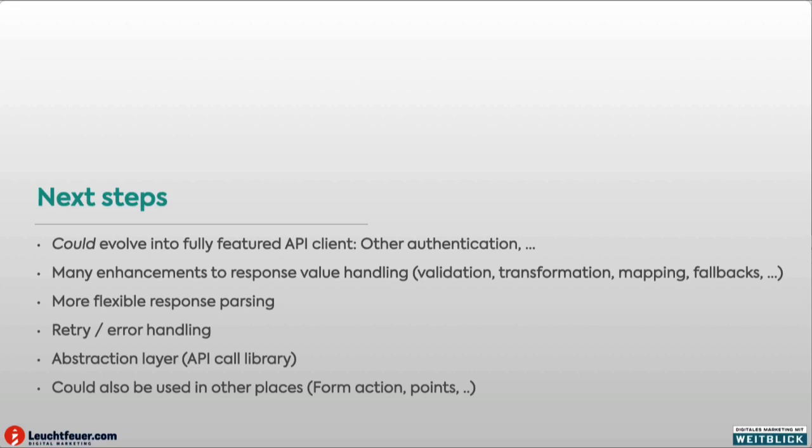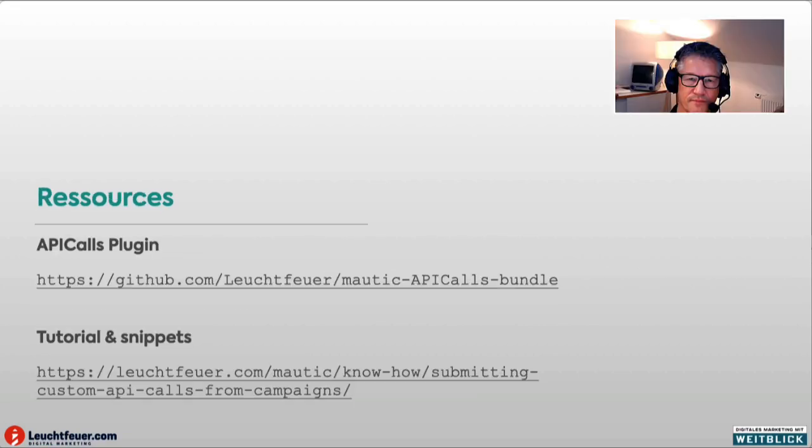Then if you today want to do the same API call in 2 places or in 7 places, you have to do the same definition in 7 places. So we might have a more abstract way to do that, define it somewhere, and then just refer to that. This is similar to how sending webhooks works with Mautic today. And we could of course do the same thing in other places like form actions or point triggered events.